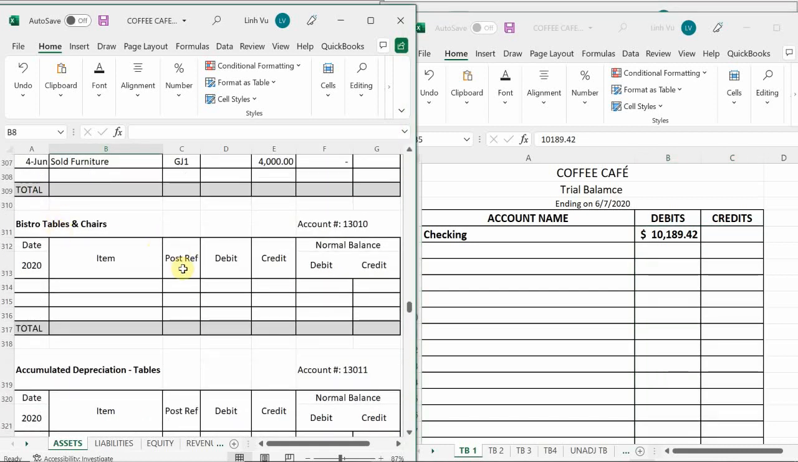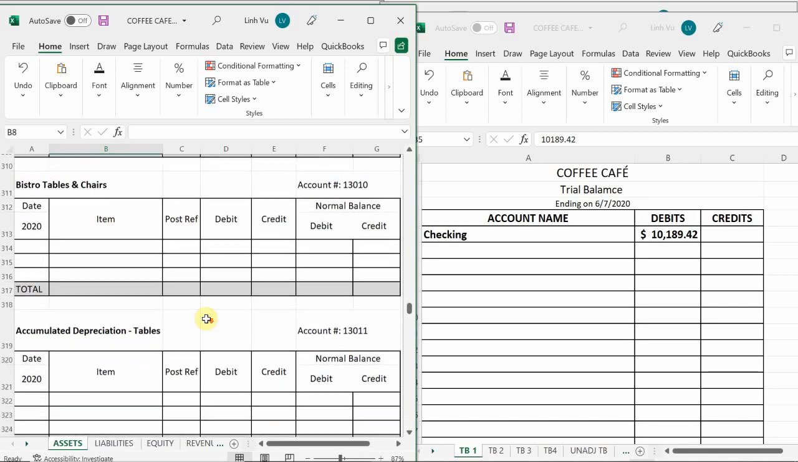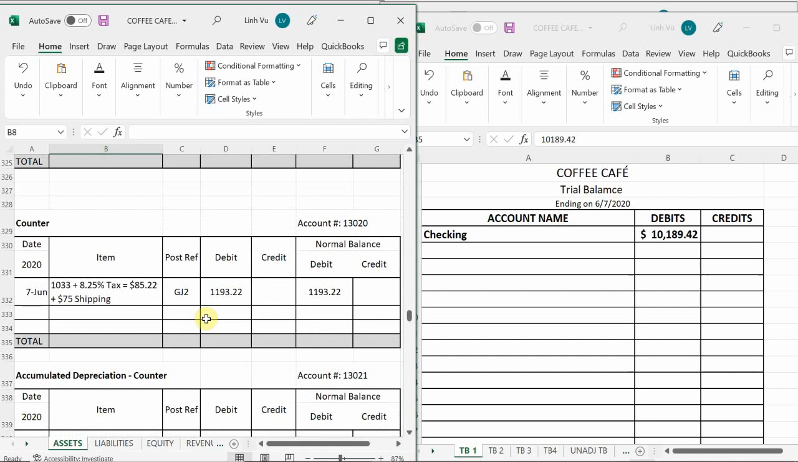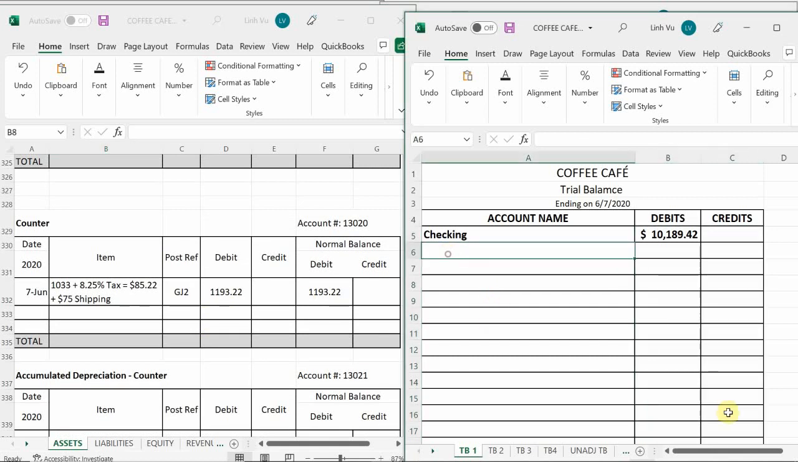Did I buy tables and chairs yet? Right? I ordered it, but did I buy it? Not yet. I didn't receive a bill. They didn't deliver it to my store yet. So nothing there. Okay. What about my counter? What's my account balance in my counter?